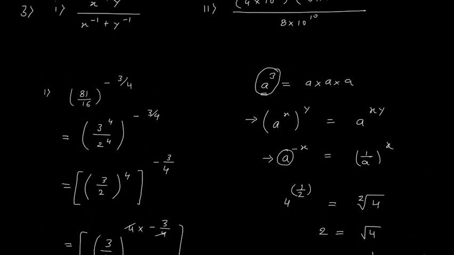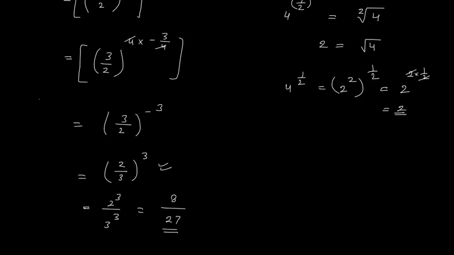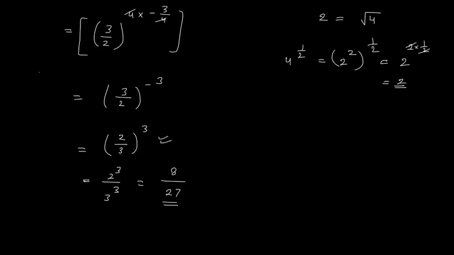Right? So this is (81/16)^(-3/4). What we have done is first write 81 and 16 as powers, 3 power 4 and 2 power 4, and then use the property (a^x)^y = a^(xy), and simplify it. As the power is negative, we reciprocate 3 by 2 as 2 by 3 and its power 3. So this is your answer.